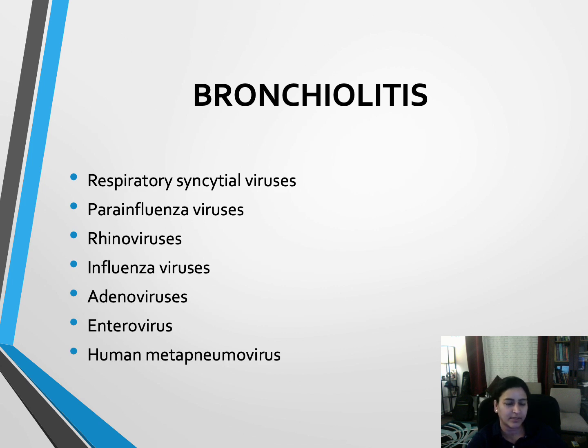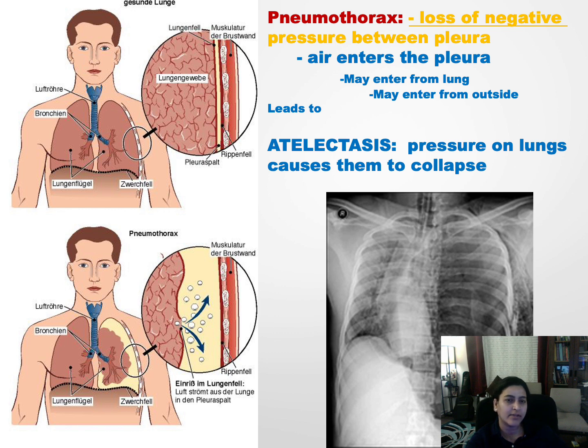Bronchiolitis, and it is caused by these viruses. Then there is atelectasis, that is pressure on the lungs that causes them to collapse. So this is also another situation. The pressure inside the lungs is called the intrapulmonary pressure, and the pressure that is present in the walls of the lungs is called intrapleural pressure.